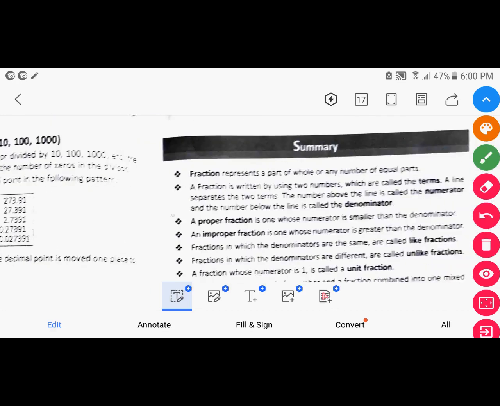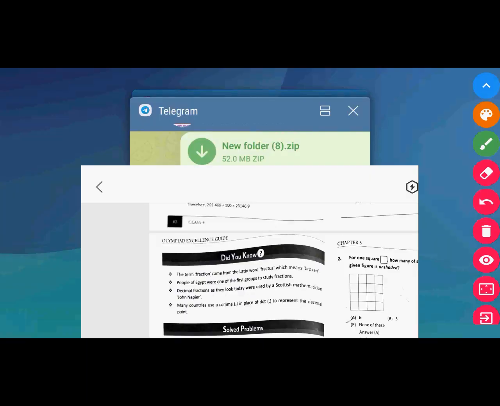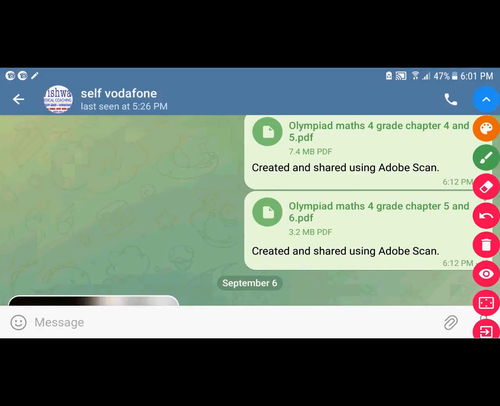So the learning part is almost finished, and in the next lecture we'll look at some solved problems, because it is a bit lengthy topic to understand and to keep in mind. After going through the solved problems, we will solve the practice exercise.